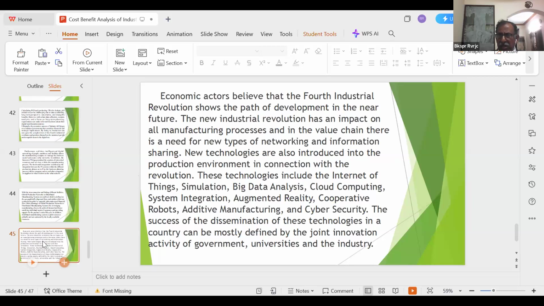The new technologies are also introduced into the production environment in connection with the revolution. These technologies include the Internet of Things, simulation, big data analytics, cloud computing, system integration, augmented reality, cooperative robotics, additive manufacturing, and cyber security. The success and the dissemination of these technologies in a country can be mostly defined by the joint innovation activity of the government, universities, and industry.